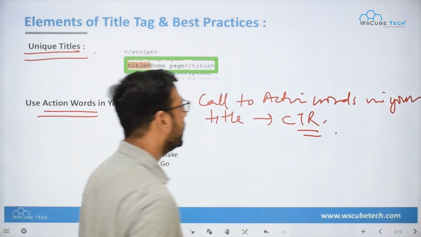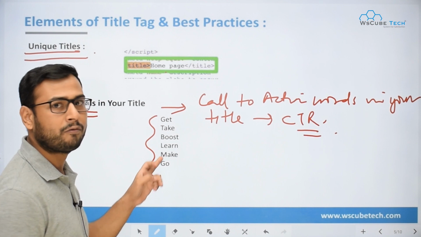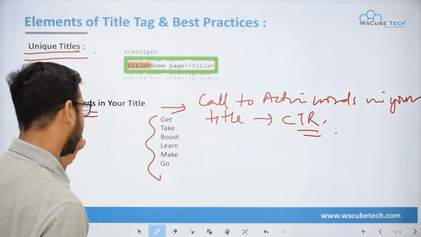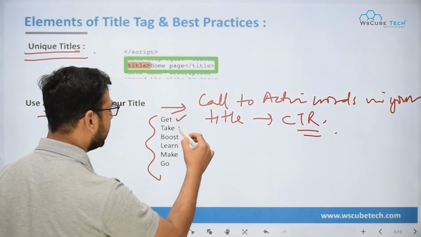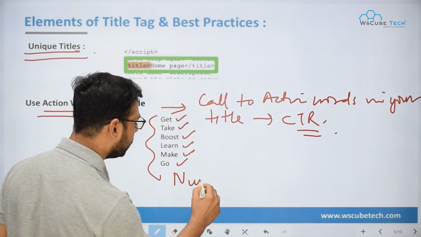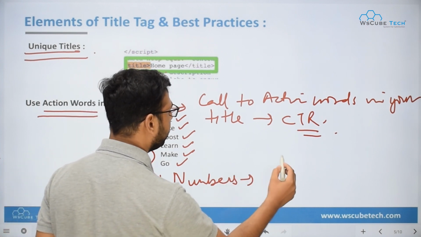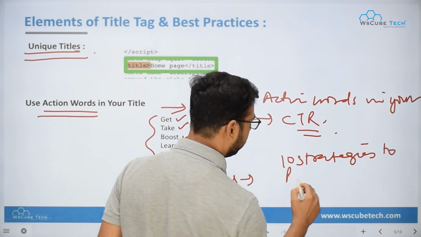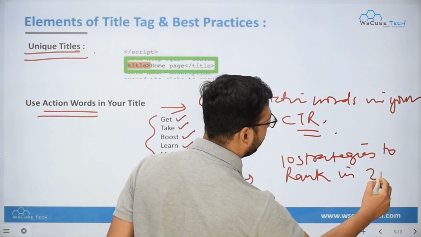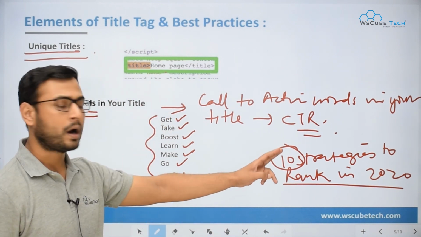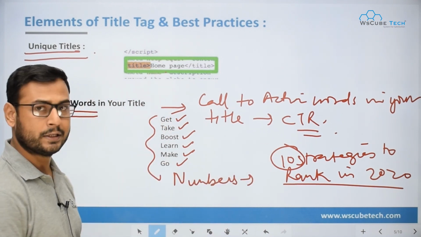So it will increase the CTR if you use these kinds of very powerful words, powerful keywords in your title, right? These can be get, take, boost, learn, make, go, and you can even use some numbers also. Let me give an example: 10 strategies to rank in 2020. So you can use these kinds of numbers within your title also, right? This will basically increase your CTR.